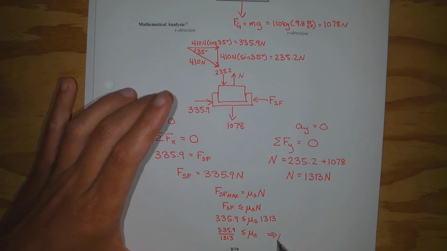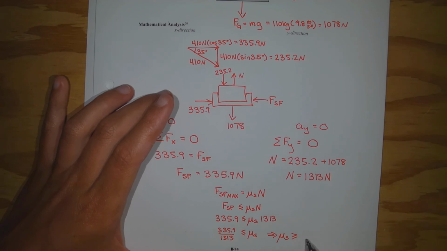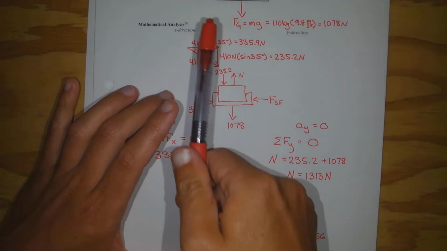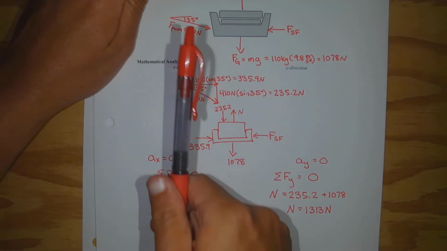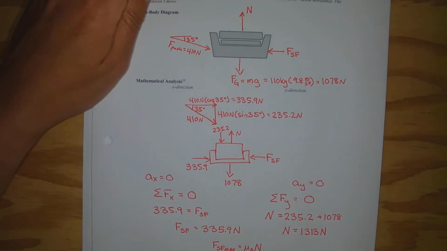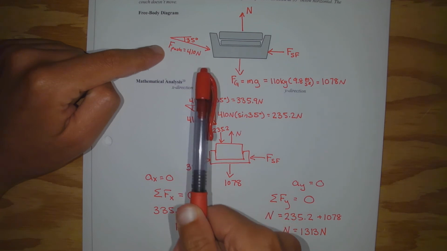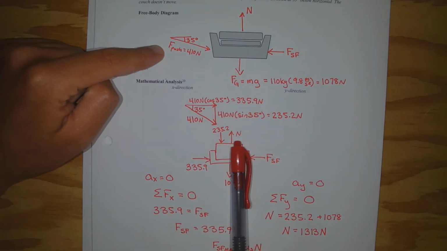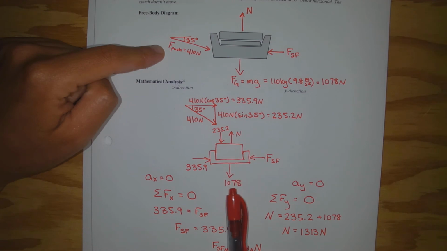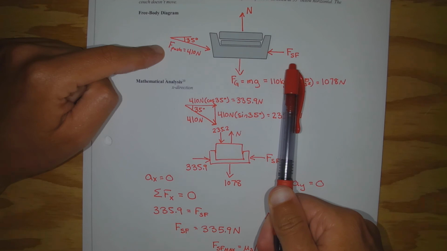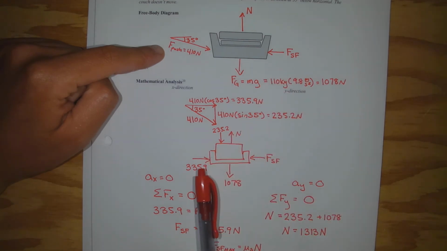So from this I can say the coefficient of static friction must be greater than or equal to 0.256, because when you push on the couch with this force, the couch does not move. The vertical component of this force makes the normal force larger, so if you only pushed horizontally, the normal force would just be equal to 1,078. And the force of static friction is whatever it has to be to balance out the horizontal component of the push.